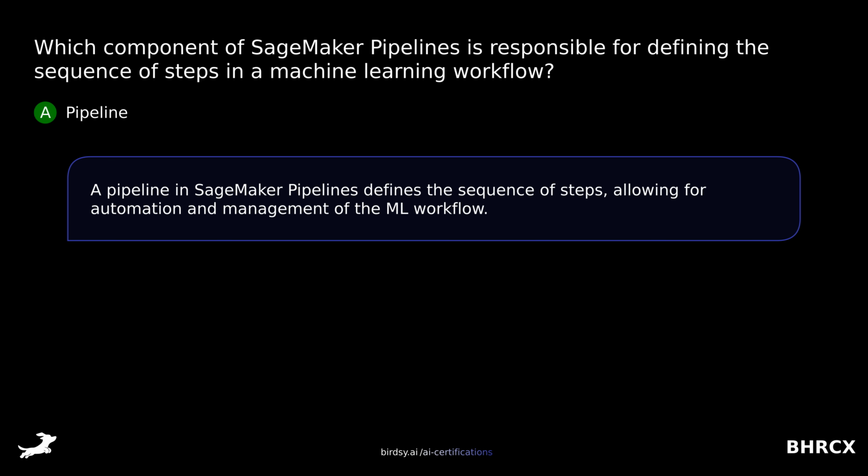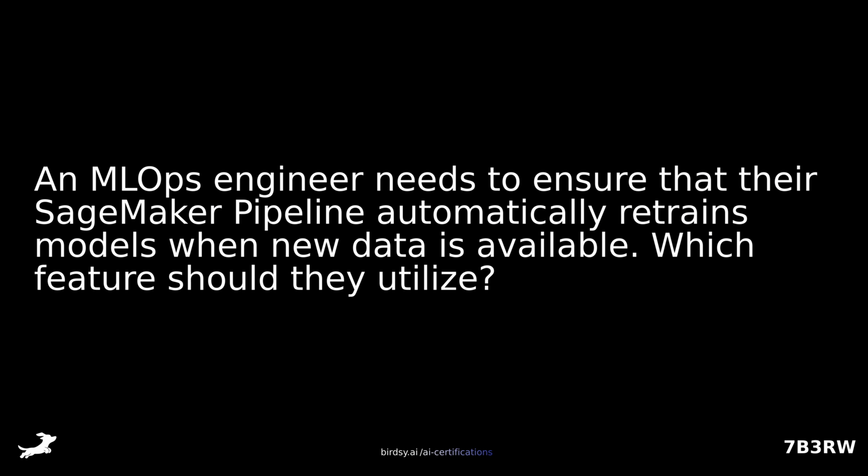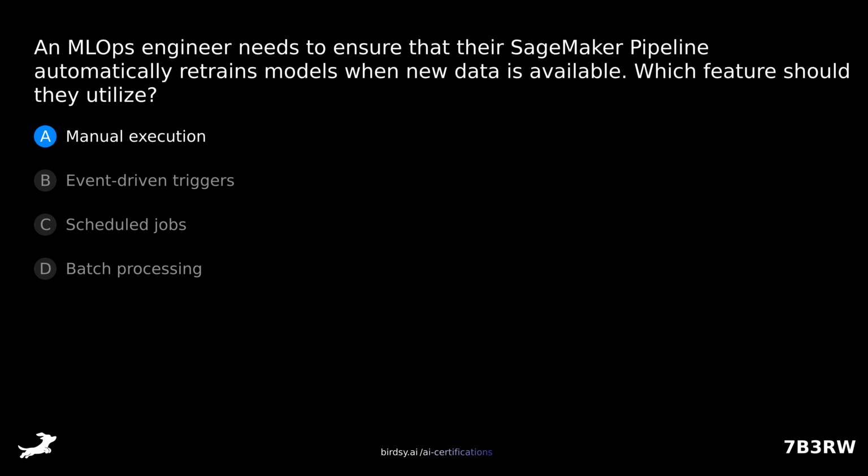A pipeline in SageMaker pipelines defines the sequence of steps, allowing for automation and management of the ML workflow. An MLOps engineer needs to ensure that their SageMaker pipeline automatically retrains models when new data is available. Which feature should they utilize? Is it A, manual execution, B, event-driven triggers, C, scheduled jobs, or D, batch processing? The answer is B, event-driven triggers.